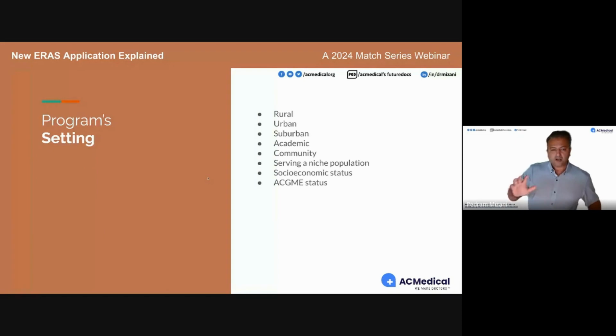Now, let's talk about setting, program setting. What do we mean by this? This is whether the program is rural, urban, or suburban, whether it's in an academic environment or a community environment. Is it serving a niche community? What kind of socioeconomic status do the majority of the patients have? What is the ACGME status of this program? So program setting is important.